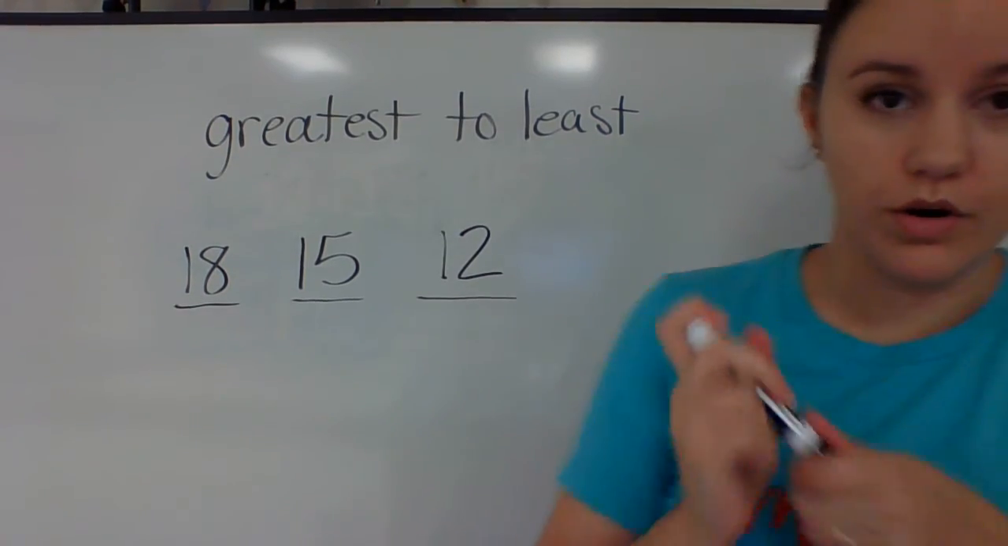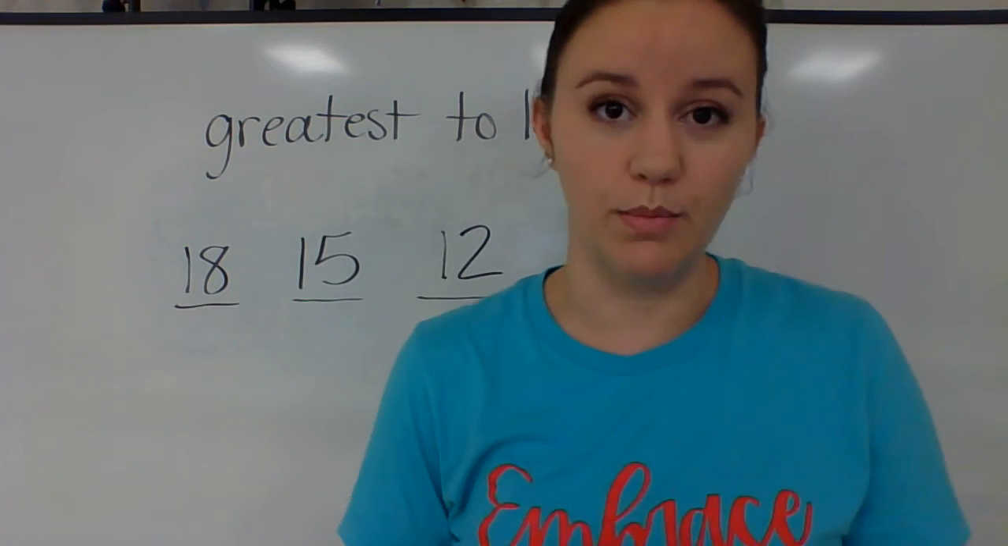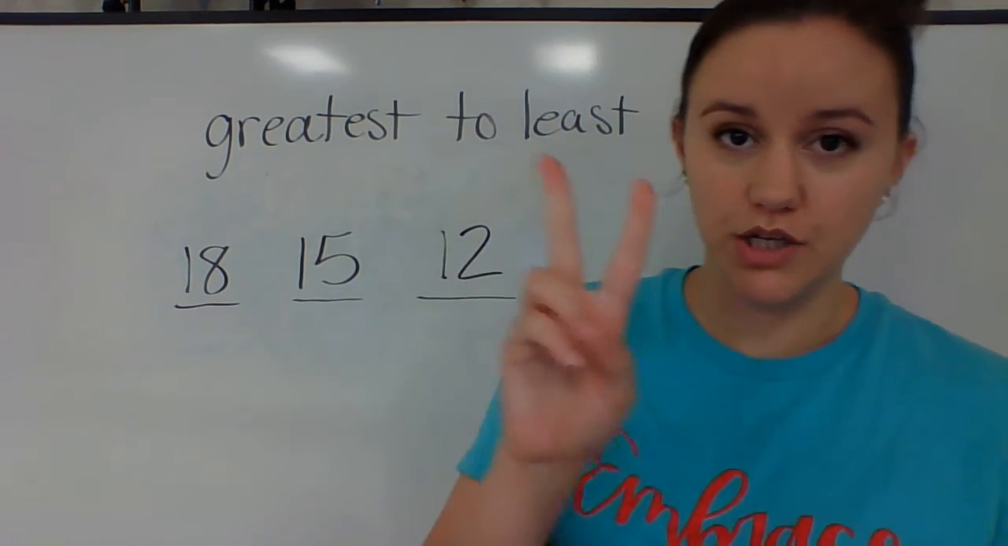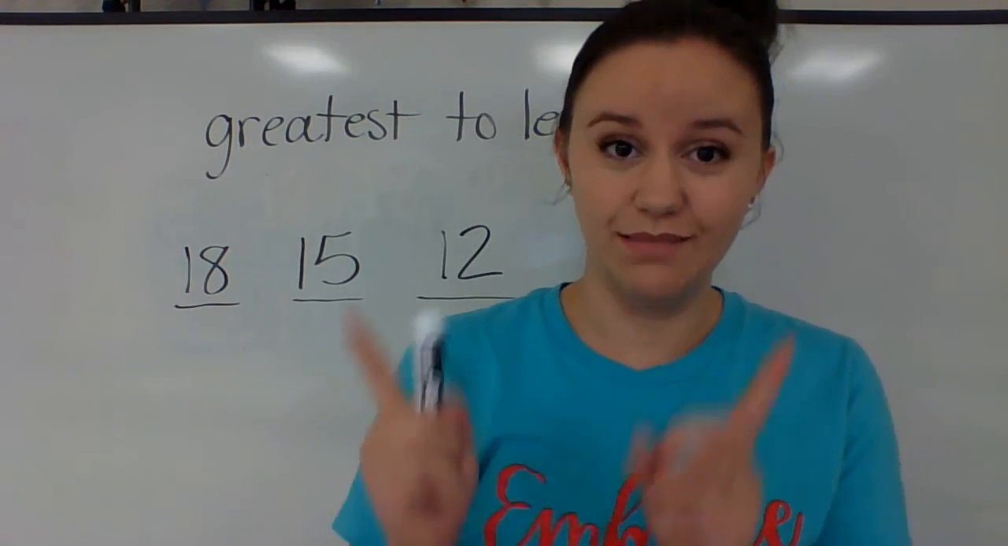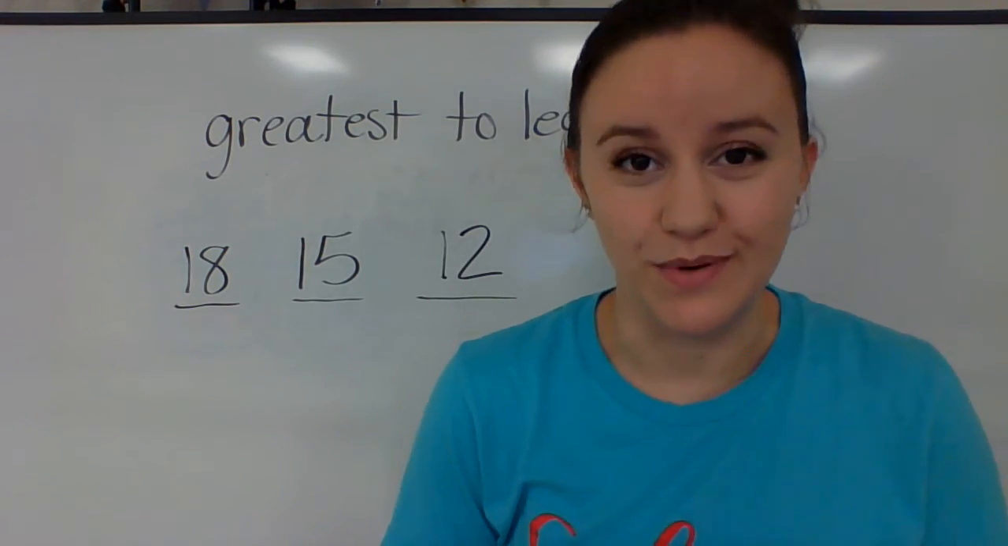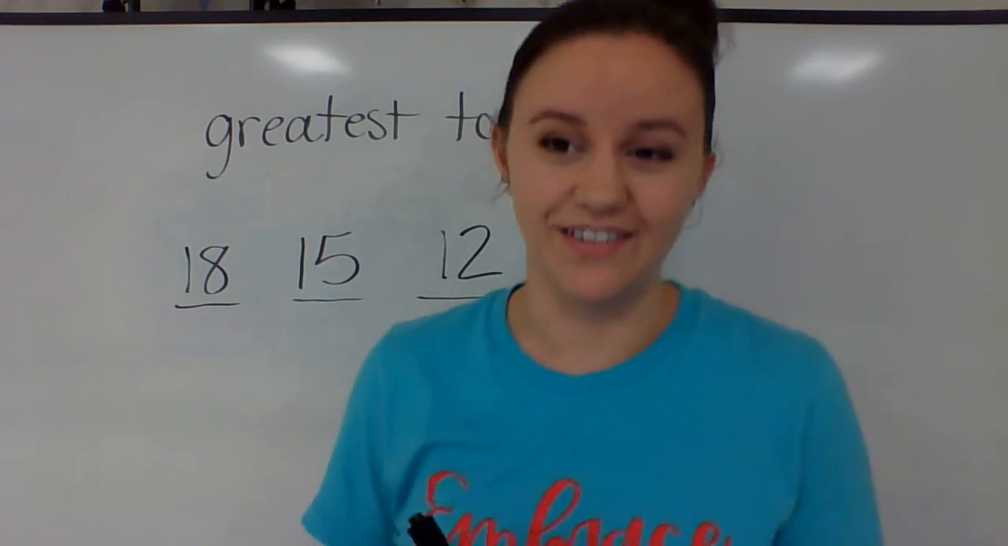So you can order numbers from the least to the greatest and the greatest to the least. Remember, when we compare numbers, if it's a 2-digit number, look at the tens digit first, and then if they're the same, then you can move to the ones digit. So ordering numbers from least to greatest and greatest to least.